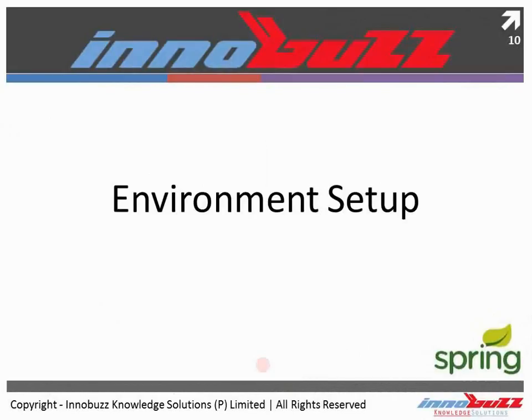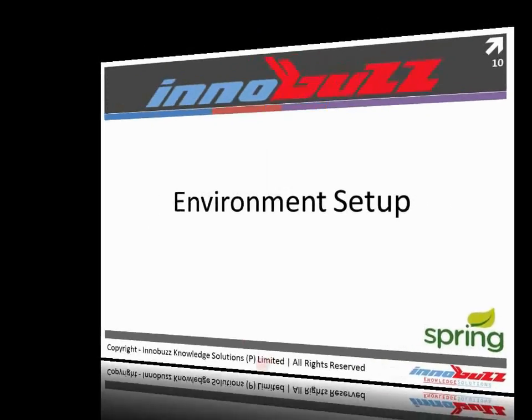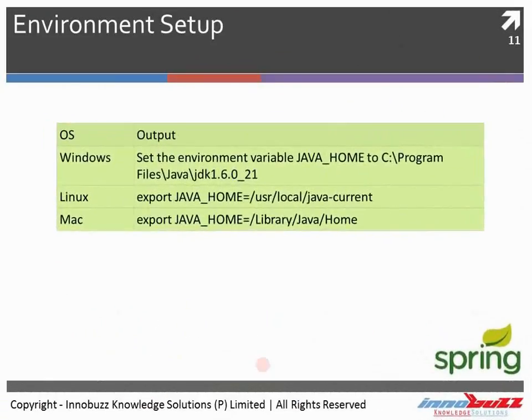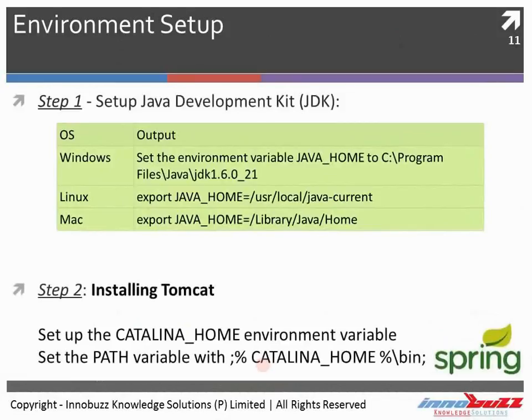Let's see the environment setup to do your basic Spring development. This is the Java installation, which is the first step required. You need to have Java, which should be 1.5 onwards. It is always better to take the latest version. We do have JDK 1.8 and 1.7, which are currently used. Installing Tomcat.